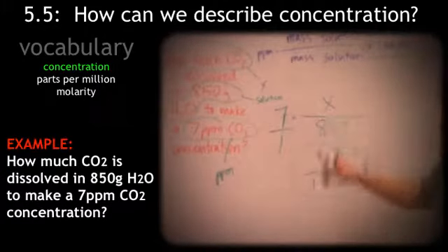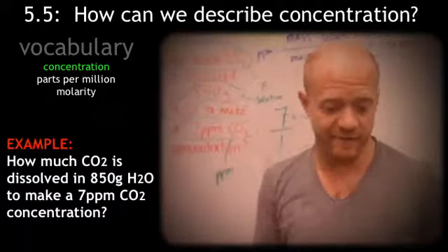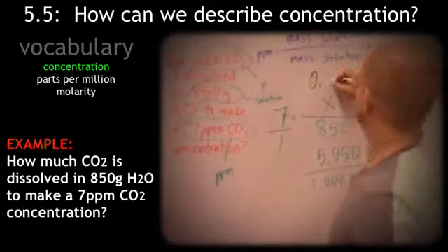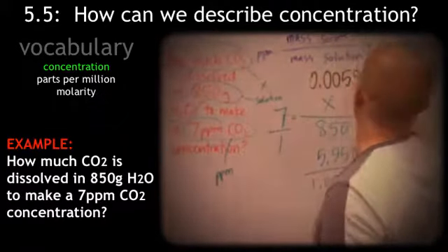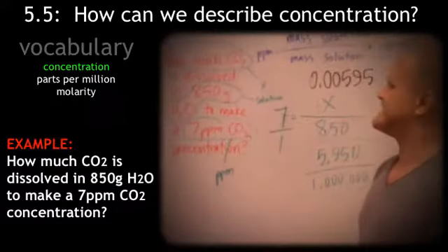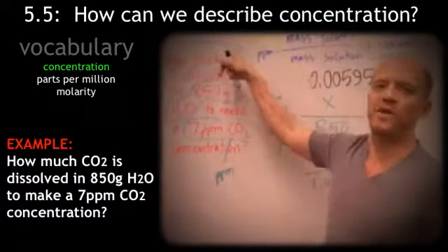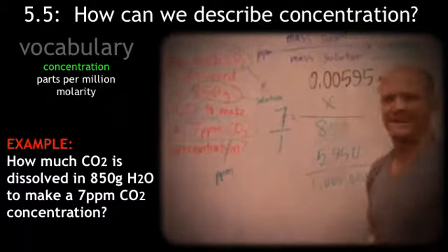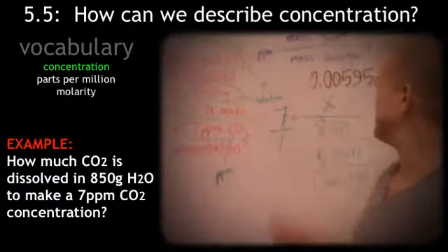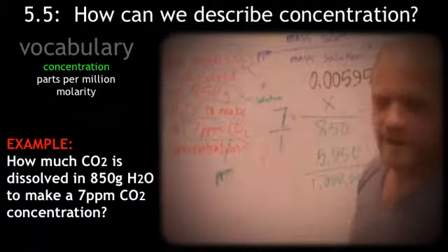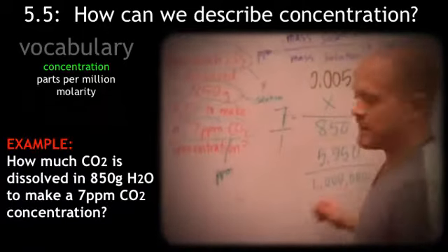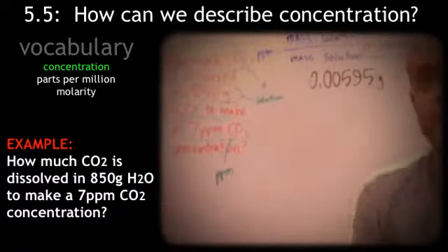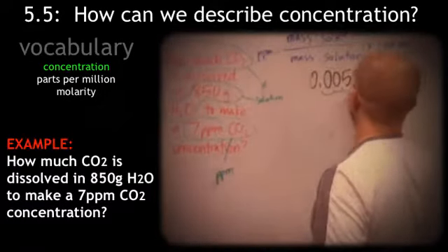And the answer is, now I'm not paying attention to significant figures, so don't freak out, but it is 0.00595. Now this is in grams, but I don't really want to measure something like that. In fact, who knows what 0.00595 grams is? So we can convert it to milligrams simply by moving the decimal place over 3 places. 1, 2, 3.